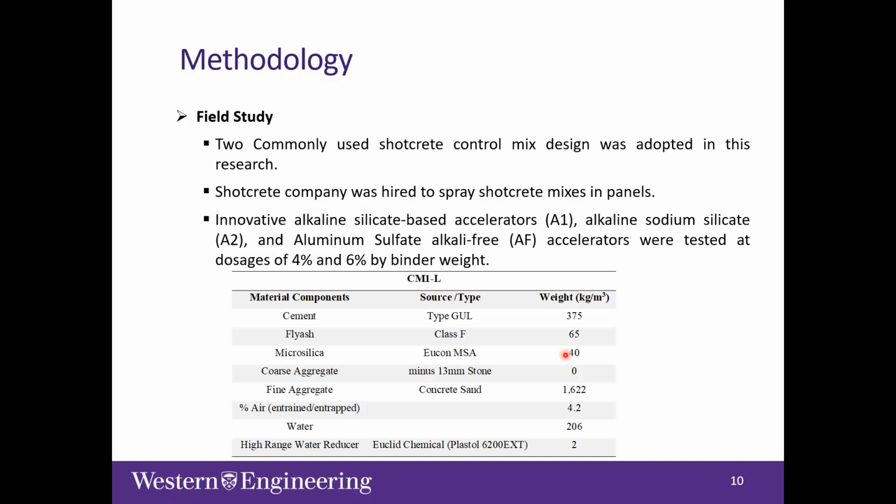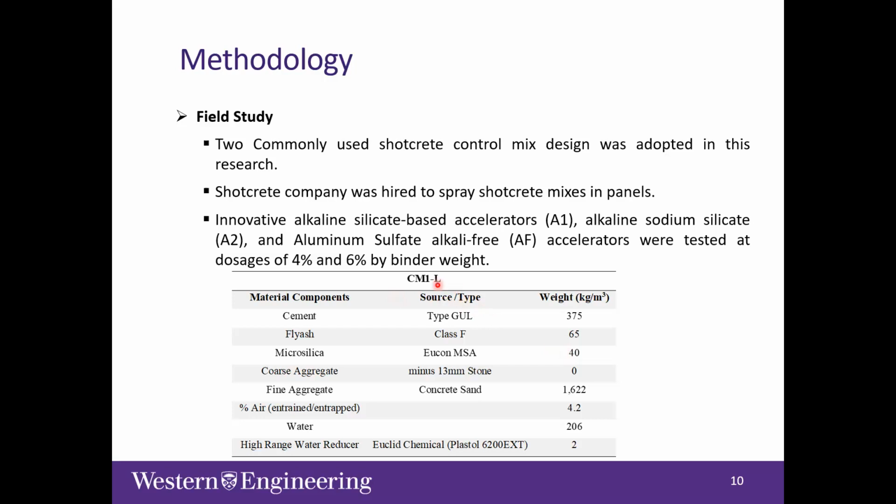For the field study, two commonly used shotcrete mixes were adopted in this research, and a shotcrete company was hired to spray the panels. We used two silicate accelerators: the new innovative alkali silicate accelerator with a high silica ratio of 4.5, and a normal silicate accelerator with silica ratio 3.3. For comparison, we used the alkali-free accelerator, aluminum sulfate, commonly used in the market nowadays. And we have two control mixes.